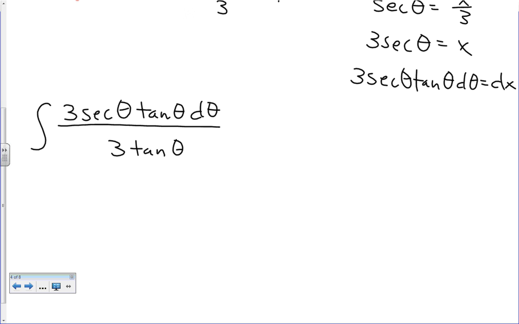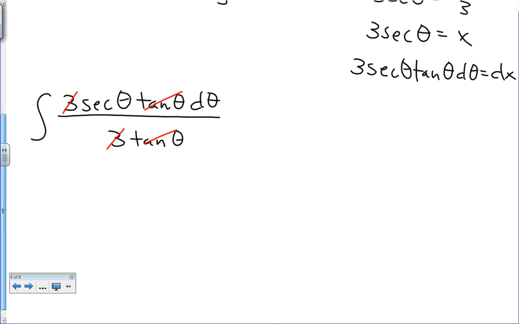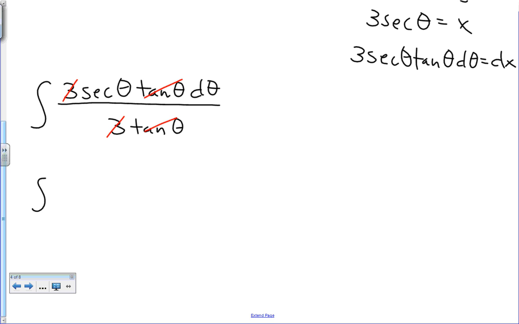Now some nice things happen here when we end up with a problem that involves division like we did here. It was dx divided by something. And notice what happens here is the 3's cancel out. In fact, the tangents cancel out. That's going to happen every single time that you have a division like this. It's going to simplify in some way. In this case, it simplifies down to just the integral of secant of theta.